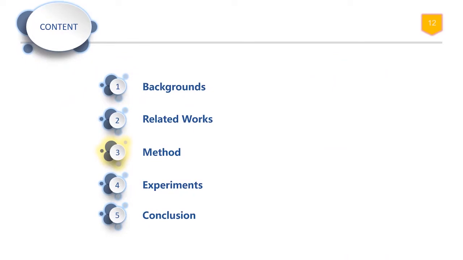The third part is method. I will introduce the above two algorithms in detail.